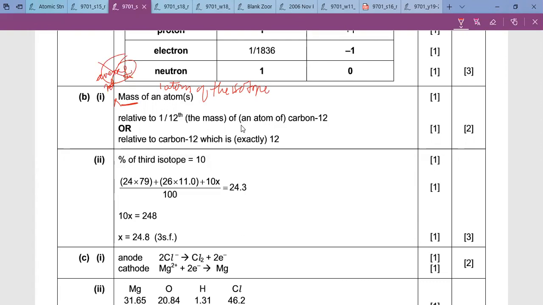And see, 2 marks here. Relative to carbon-12, exactly 12. They must put this one here. This one is 1 mark. This is the same as all this one: relative to 1 over 12 the mass of one atom of carbon-12, where carbon-12 is equal to 12 exactly. You must put it down.